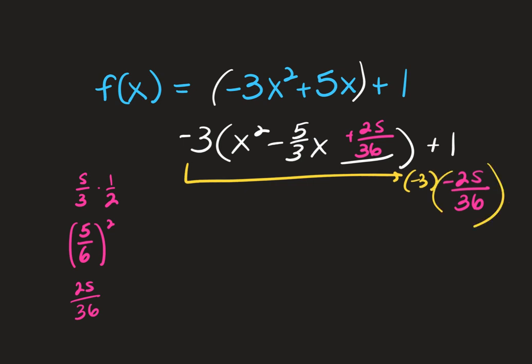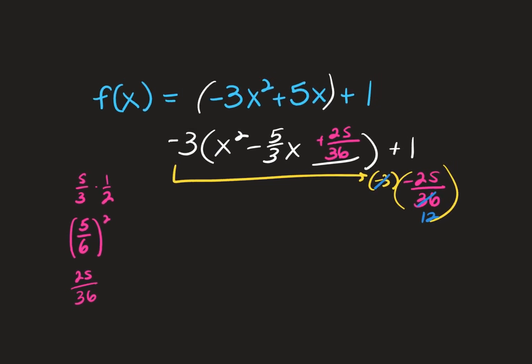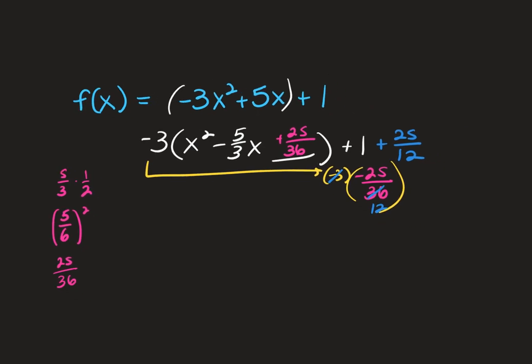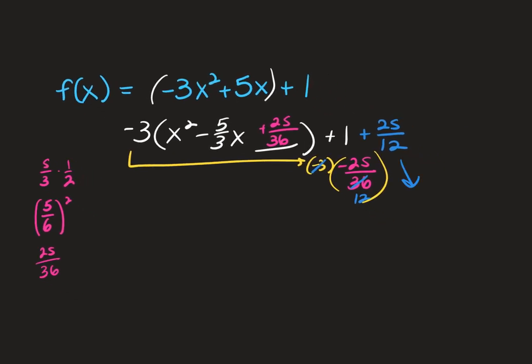So because we took out a negative and we're subtracting, it changes the signs. This becomes 3 goes into 36 twice, and a negative times a negative would be a positive. So this would be plus 25 over 12. So I'm going to combine these two. 1 becomes 12 over 12 plus 25 over 12, 37 over 12 is the end.